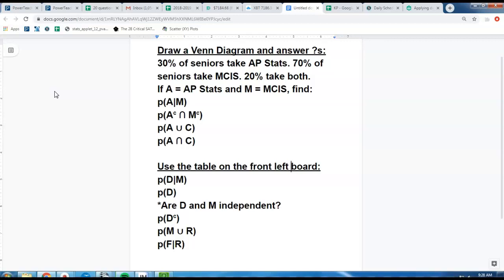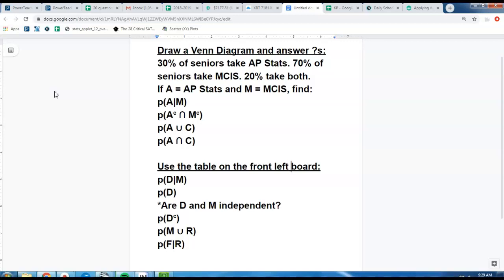So the probability of A given M. What that tells you is you're only looking at the M circle. So nothing else matters. So how big is the M circle? 70%. Within that M circle, how much of it is A? 20. So that's 20 out of 70. You could put 2 over 7, you could put 0.2 over 0.7, you could put 20 over 70, you could divide that out and get 0.286. Is that right, 0.286? Yeah. All those are acceptable, I don't care what format it's in.